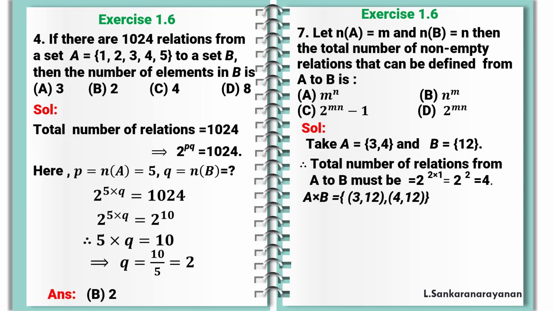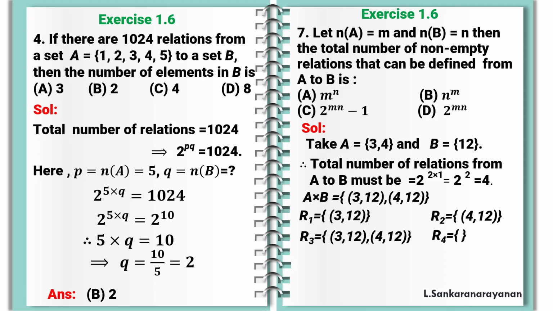Now, first I find A cross B. Next, R1, the first relation (3, 12), the next relation R2 is (4, 12), R3 is {(3, 12), (4, 12)}. We have listed 3 relations, but we need 4. What will be the fourth one? Yes, definitely it is the empty relation or the null relation. Okay. So, this shows 2 power mn includes one null relation.